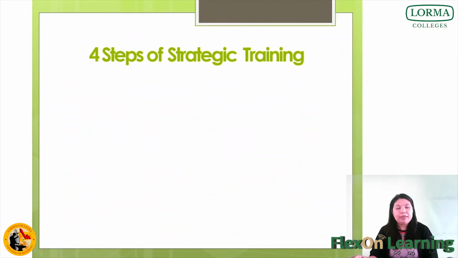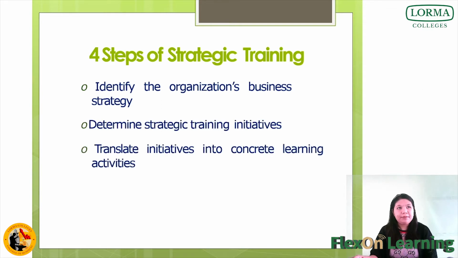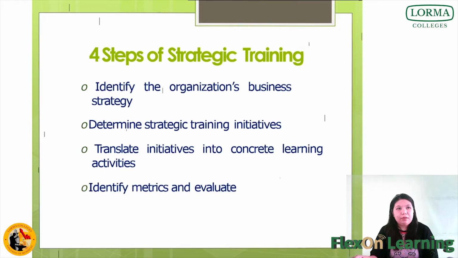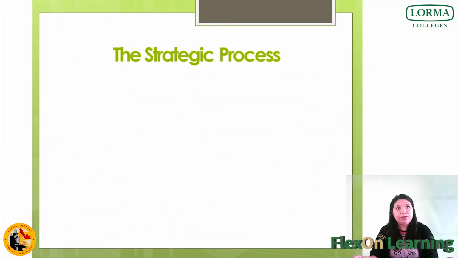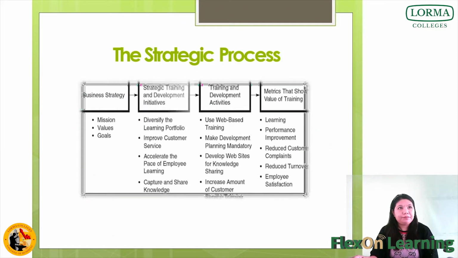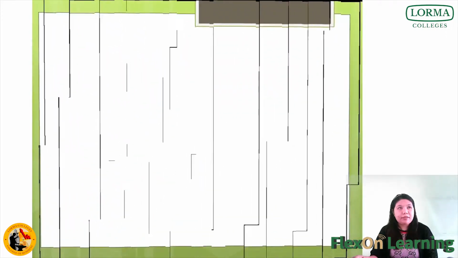Now, there are 4 steps of strategic training. We have the first one, identify the organization's business strategy, determine the strategic training initiatives, translate initiatives into concrete learning activities, and identify metrics and evaluate. Now, I want to show you the strategic process. Let me discuss it on the next slide.